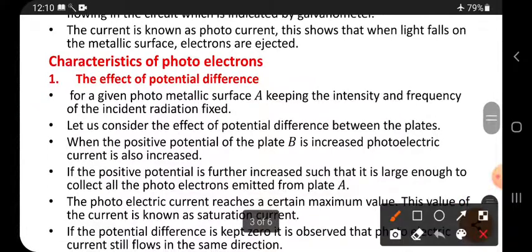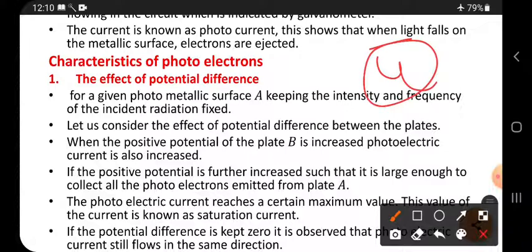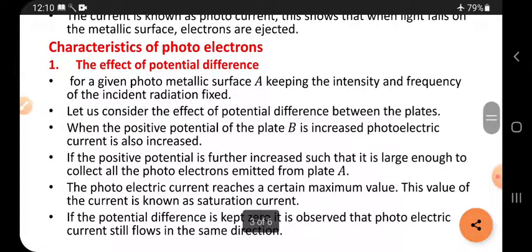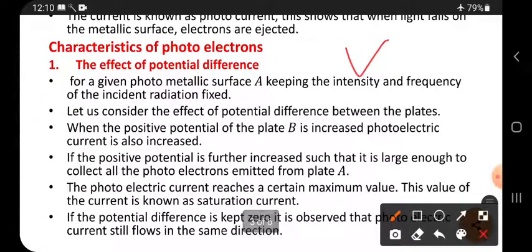Next, characteristics of photoelectrons. There are four characteristics, so let me explain them one by one. The first characteristic is the effect of potential difference. That means if you change the voltage, if you change the potential difference, then how do changes occur in photoelectrons or current? Okay, that we have to see.